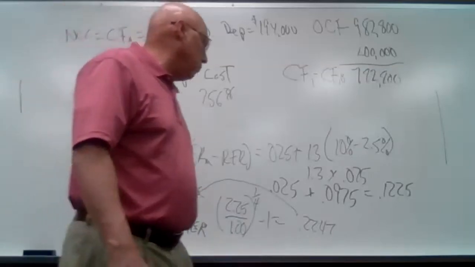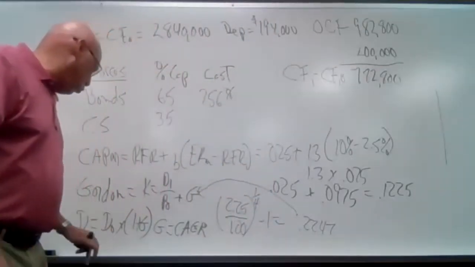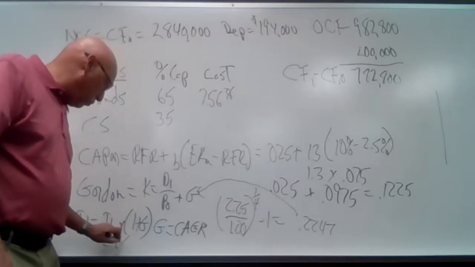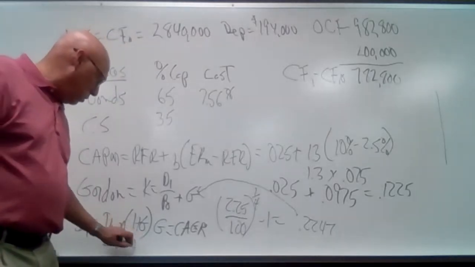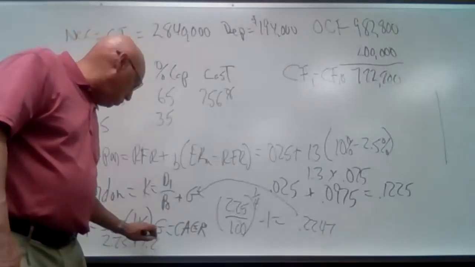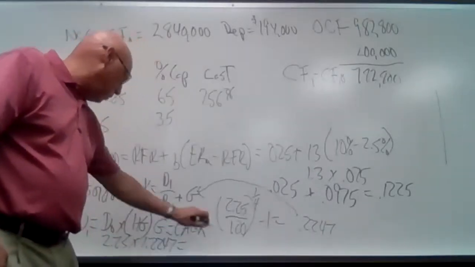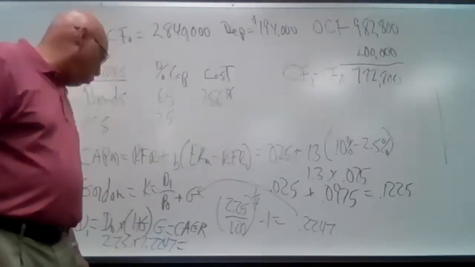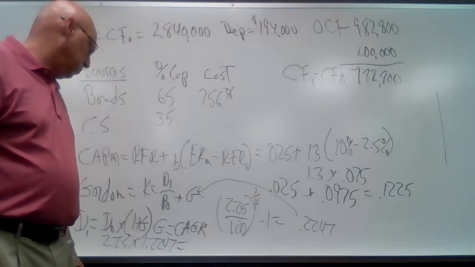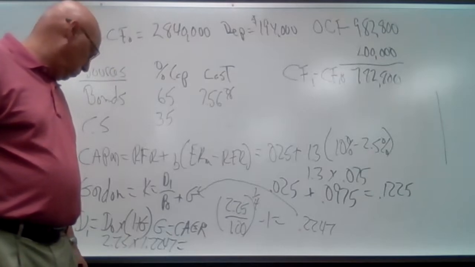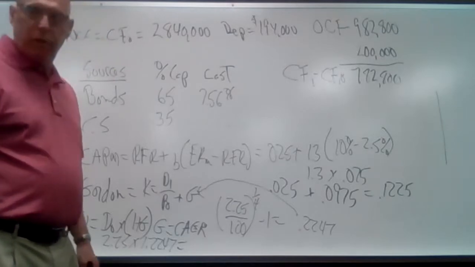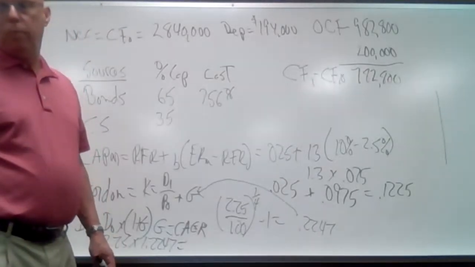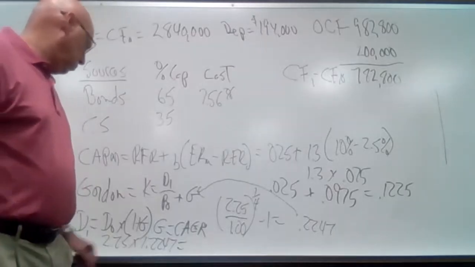Now we have to find D1. D1 equals D0 times 1 plus g. D0 is 2.25. That was the last paid dividend, times 1.2247. D0 times 1 plus CAGR is D1. So what's D1? $2.25 times 1.2247. What is D1? 2.76.